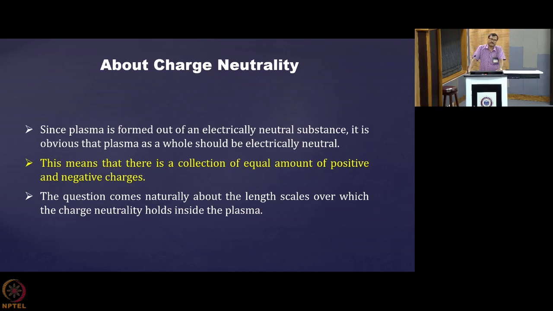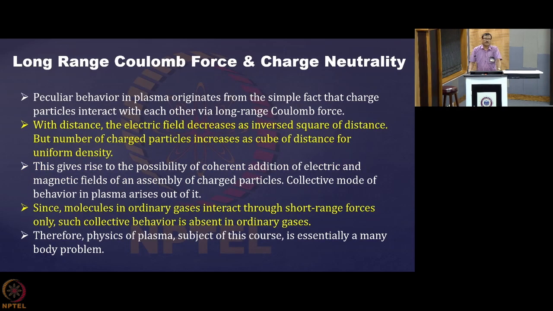So, we can understand that there will be a collection of equal amounts of positive and negative charges. If there are doubly charged ions, then two electrons will have come out from each, so they will balance each other. Similarly, if there is a singly ionized atom, one electron will come out and the ion will be singly positively charged. So they balance each other, and the net charge always remains 0.